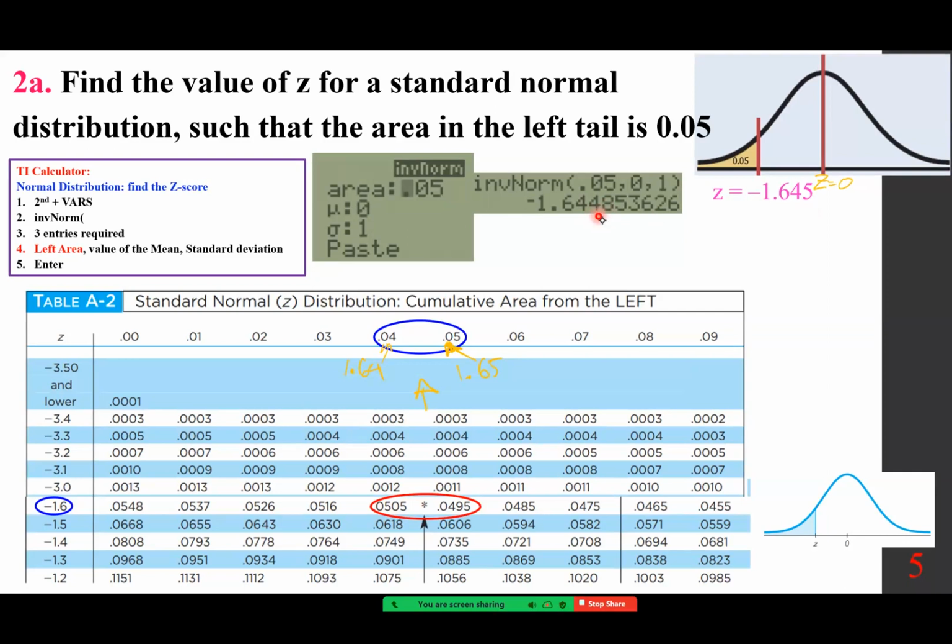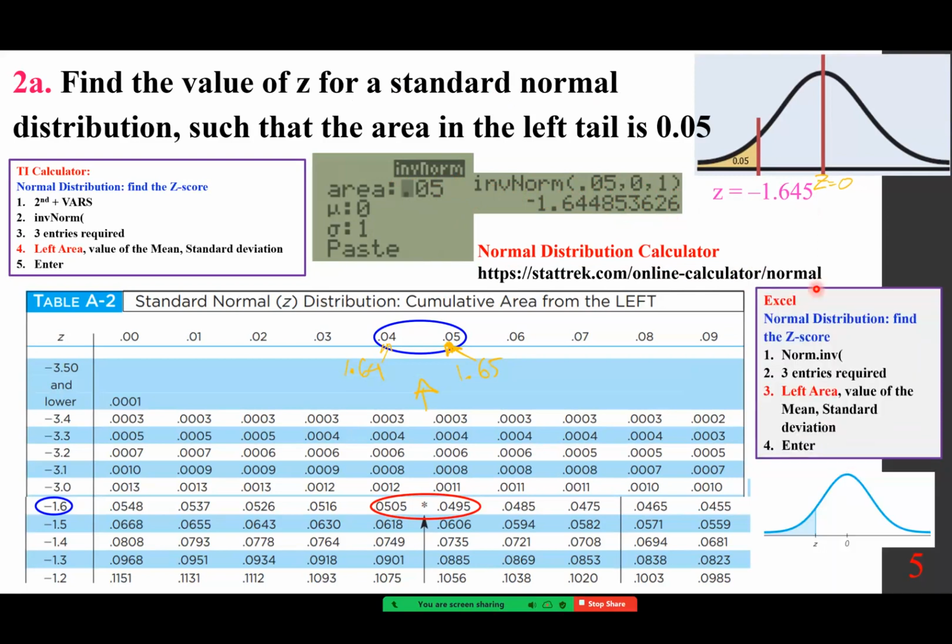So that's fine. You could use some calculators online, for example, this one. I have put a lot of calculators. You can use Excel, which uses basically a similar command, or you can use any technology of your choice.